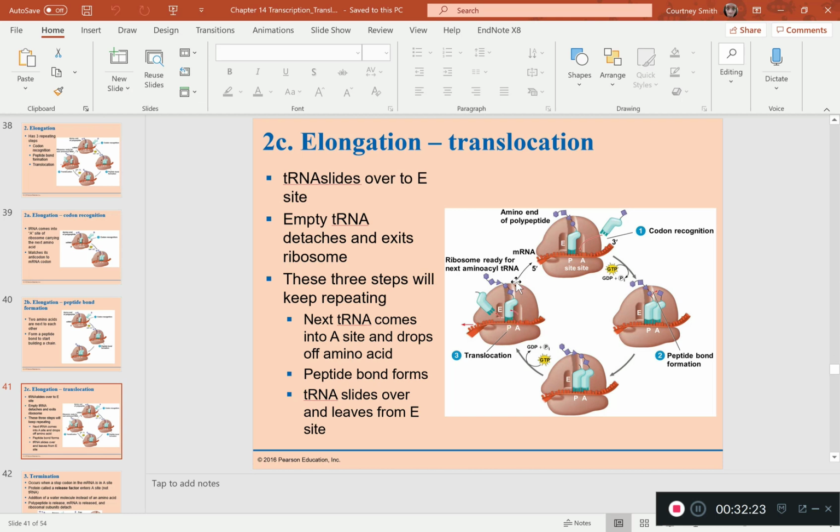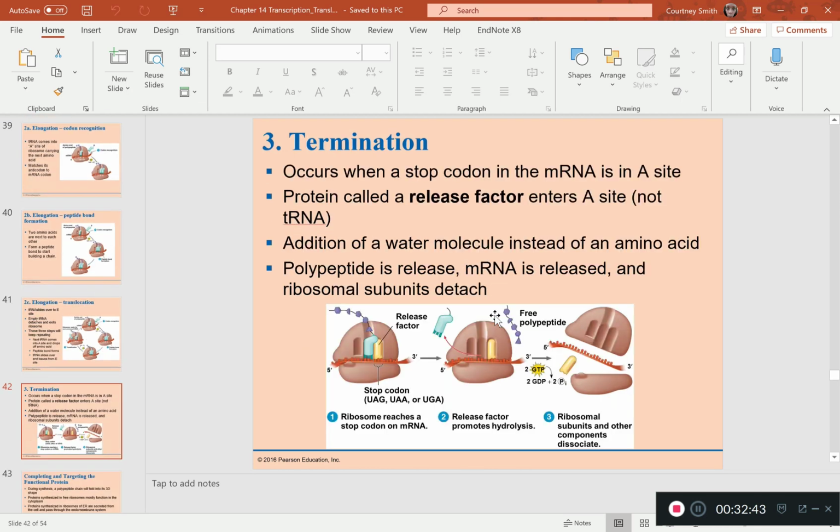So now all we have is the P site occupied, the A site is open so it can accept another codon from tRNA, and then the E site is also open because it discarded the tRNA that was not necessary anymore. And then this process will keep going on and on until it gets a signal, which is a stop codon. And there are 3 stop codons that I want you to know.